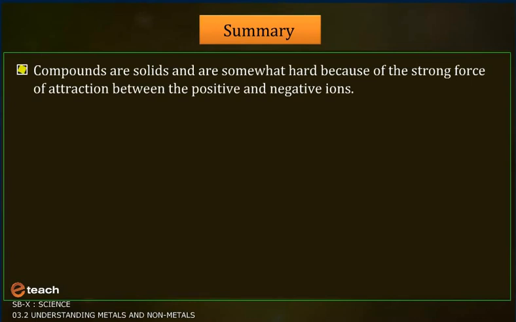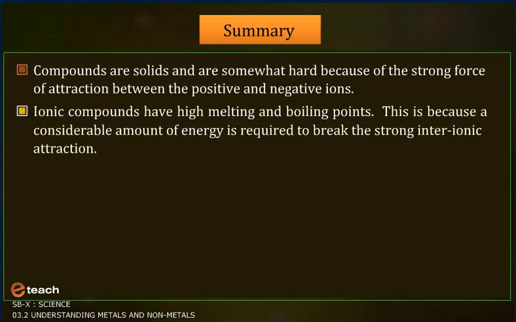Summary. Ionic compounds are solids and are somewhat hard because of the strong force of attraction between the positive and negative ions. Ionic compounds have high melting and boiling points. This is because a considerable amount of energy is required to break the strong inter-ionic attraction.